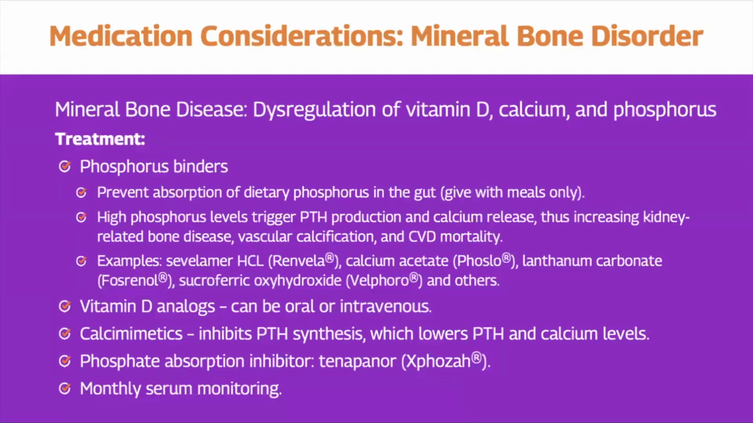They are IV or oral. Calcimimetics are another drug that can be given. It inhibits PTH synthesis and lowers the PTH and calcium levels.